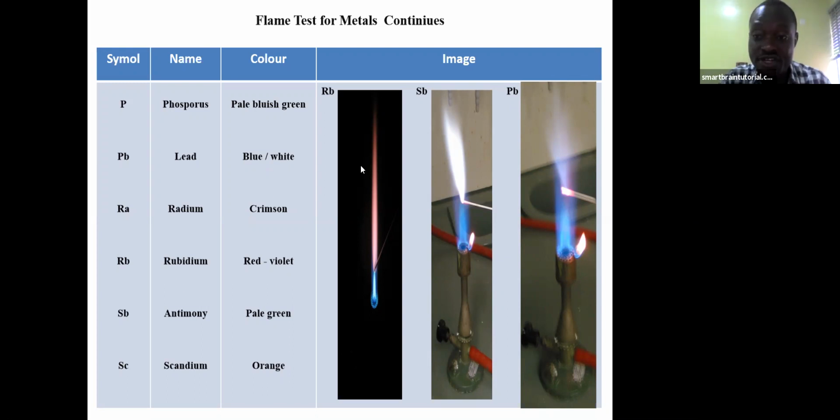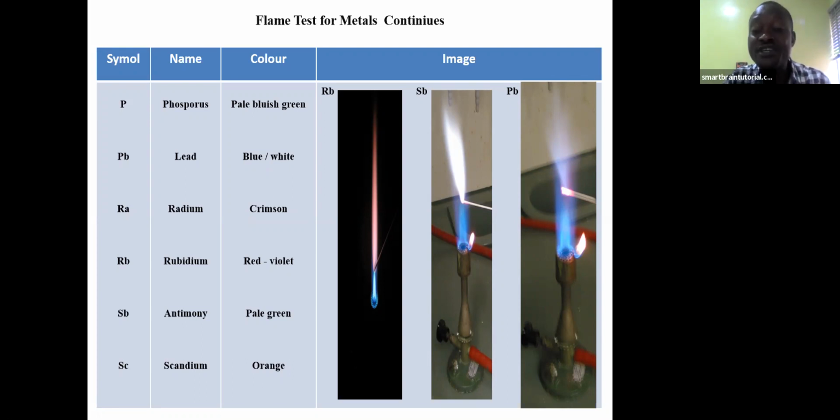We have in the picture here some of the examples. We have rubidium. Rubidium, we say, gives red violet. You can see it's gradually turning to pink. Then we also have antimony. We said antimony will give blue, pale green. In the picture here, it did not really show that greenish, but it is bright and will gradually turn to green.